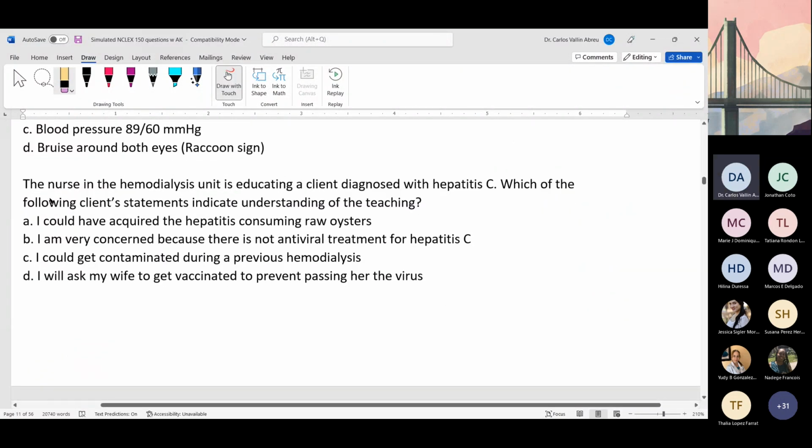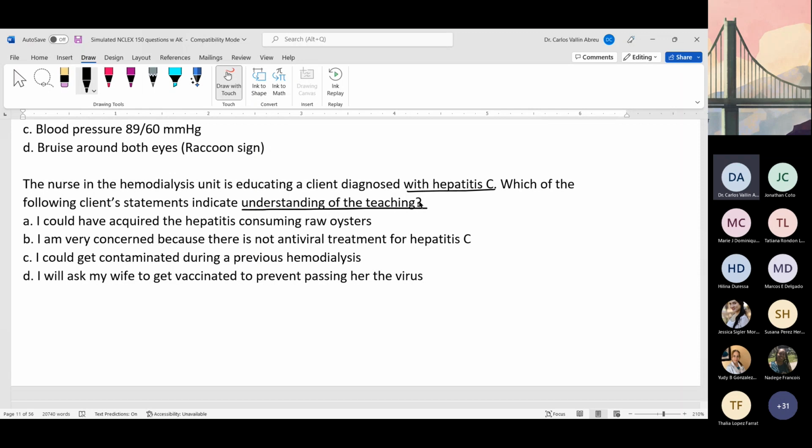Okay, I agree. The nurse in the hemodialysis unit is educating a client diagnosed with hepatitis C. Which of the following client statements indicates understanding of the teaching? A, I could have acquired the hepatitis consuming raw oysters. B, I'm very concerned because there is no antiviral treatment for hepatitis C. C, I could get contaminated during a previous hemodialysis. D, I will ask my wife to get vaccinated to prevent passing her the virus. So they are talking about hepatitis C, and we are looking for the correct understanding.